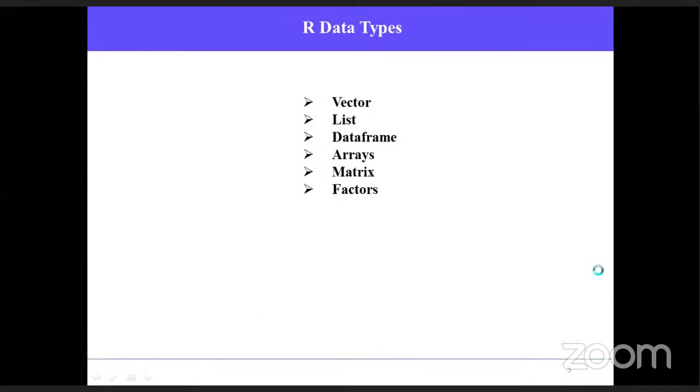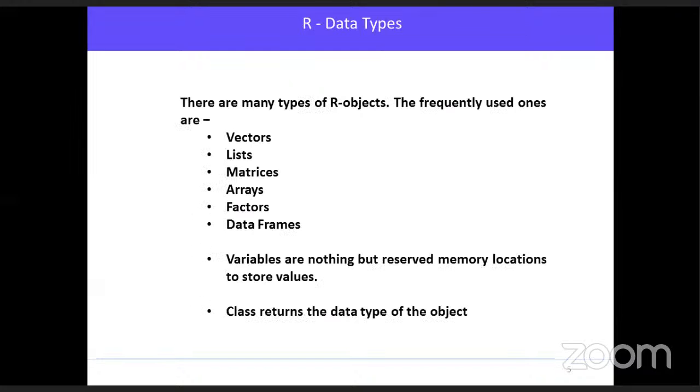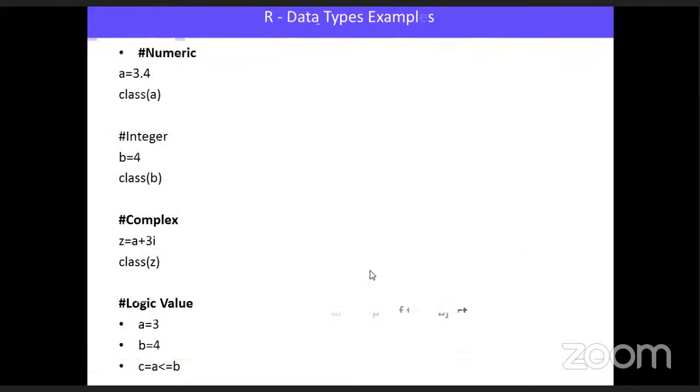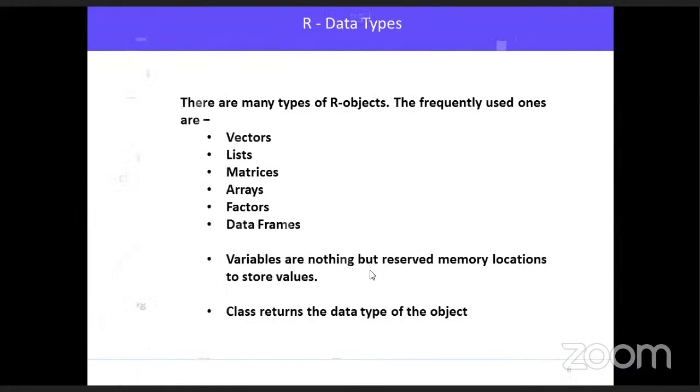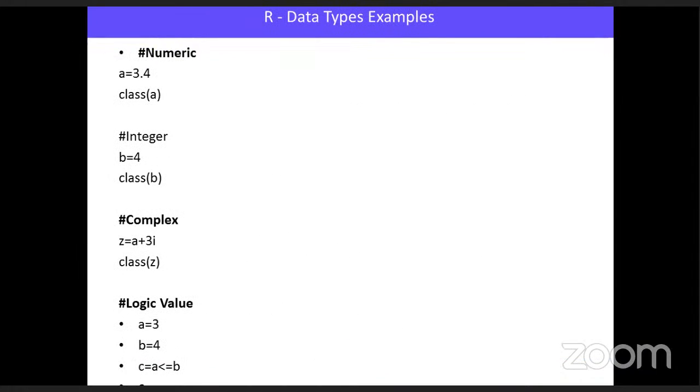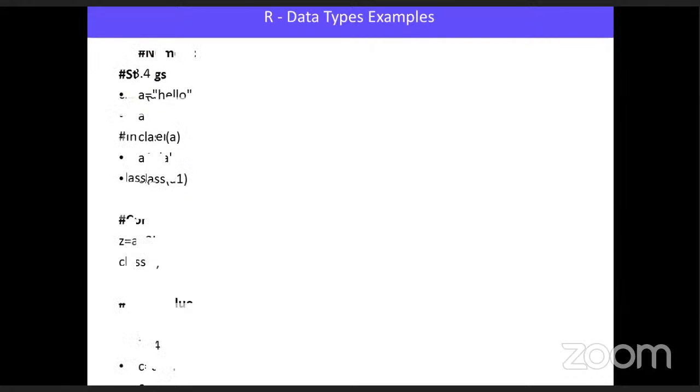So this is the main thing, R data types. Once again I will repeat: these are the things you can do using R. You can create a vector, list, data frame, arrays, matrix, and factors. First we will see vectors. There are many types of R objects, like vectors, lists, matrices. In vectors, as in other programming languages, we can store numeric data types, complex data types, logical values, strings, etc.